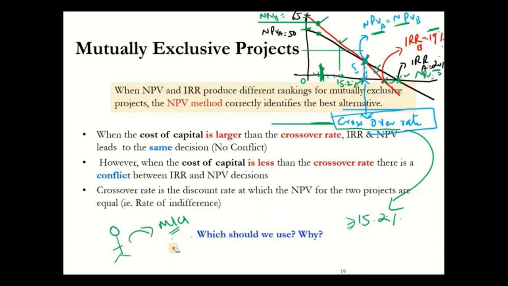But then if the market is offering you a rate of 17%, which project should you go for? Definitely you will select project A because it is higher than the crossover rate. If it is higher than the crossover rate, then you are going to go for project A, right? So you can read these statements, they are actually the ones that I explained.